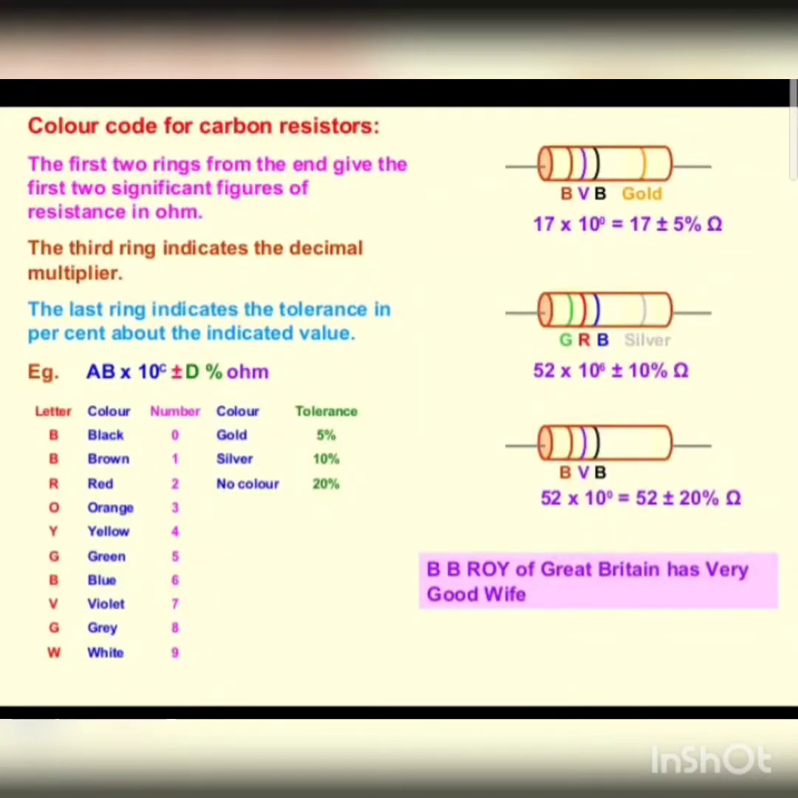Students, today we are going to see the continuation of current electricity. Today we are going to see the color code for carbon resistors. The first two rings from the end give the first two significant figures of the resistance in ohm. The third ring indicates the decimal multiplier. The last ring indicates the tolerance in percent about the indicated value.